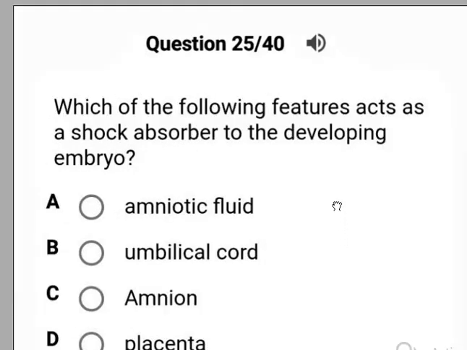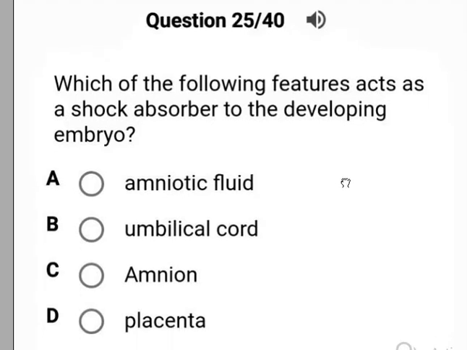Question number 25. Which of the following features act as shock absorber to the developing embryo? A. Amniotic fluid, B. umbilical cord, C. amnion, D. placenta.